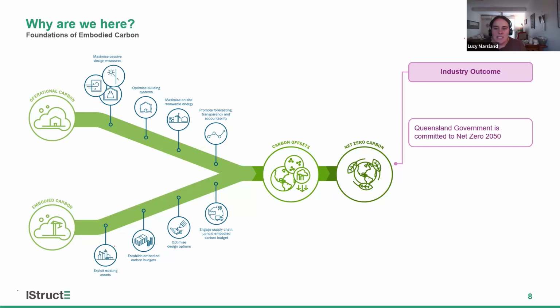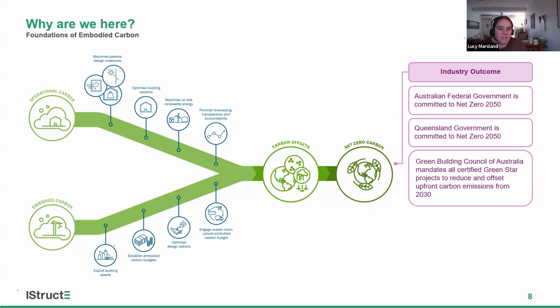So we know that the Queensland government is committed to net zero 2050, as well as the Australian federal government. Not far off. And when we look at the building space, we see it even sooner, 2030, is where the Green Building Council is really mandating low carbon design being a requirement, not a nice to have, and measurement being something that building projects need to stand behind.